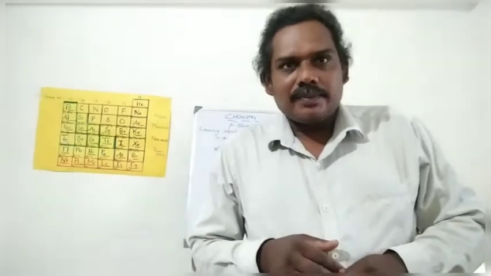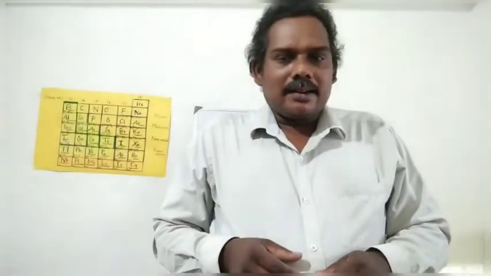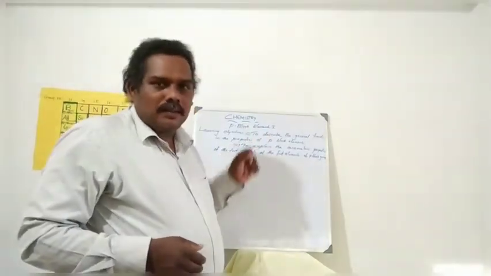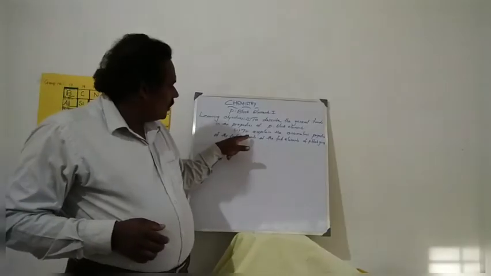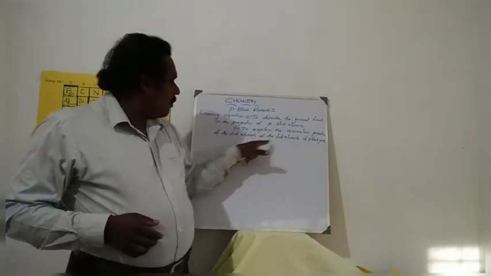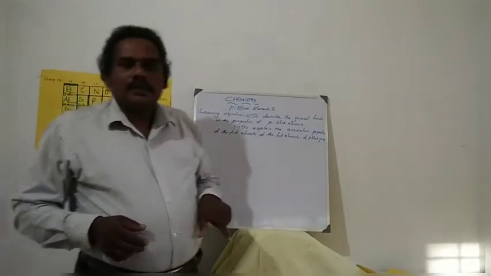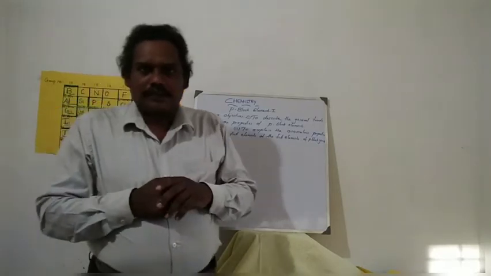Today our selected portion is P block element 1. This is the second lesson. Our learning objectives are to describe the general trends in the properties of P block element, and to explain the anomalous property of the first element of P block group. These are our two objectives.